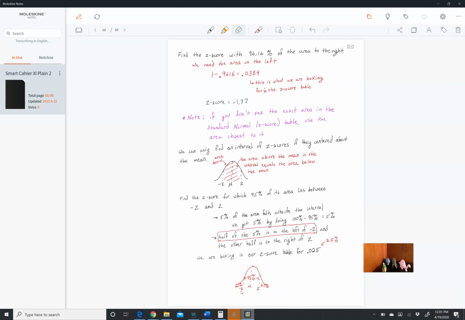We need to find what negative z is, right? We need to figure out what z is. So what we care about is the area to the left. This tells us we have an area to the left of 2.5. So we could use 2.5 or we could use 97.5. That would be fine too because that's to the left of z, but why do that? Why go through the trouble of adding? So let's just use 2.5. 2.5% is 0.025.